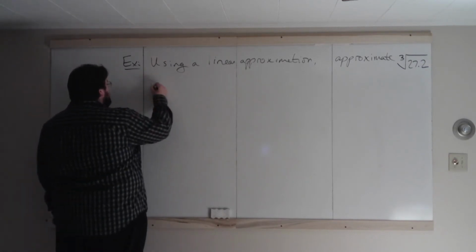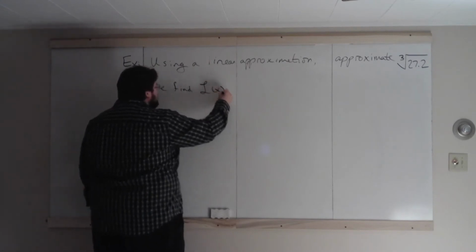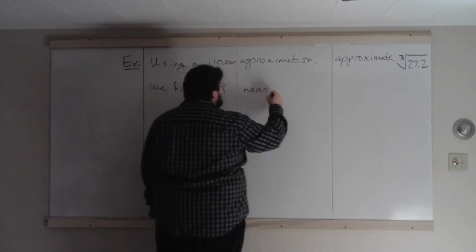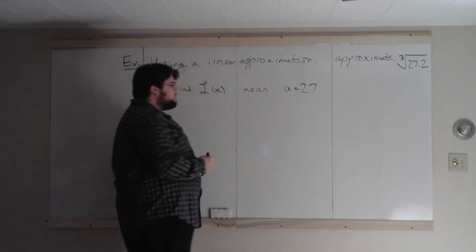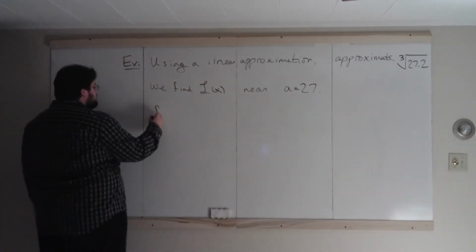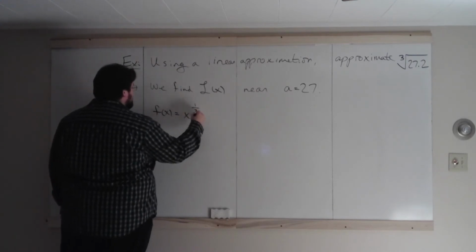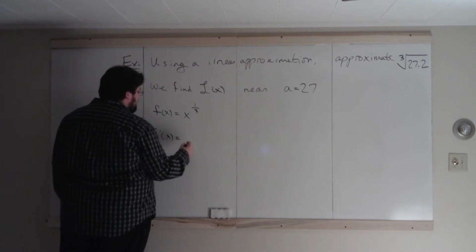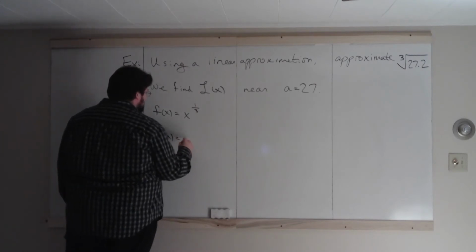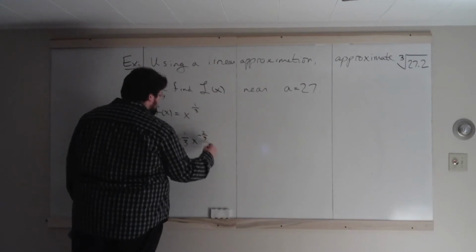Well, the cube root of 27.2 is close to the cube root of 27. So we will find the linear approximation near a equals 27. So let's do that. Our function, f of x, is the cube root of x, which is x to the 1/3. So f prime of x is 1/3 x to the negative 2/3. But I will simplify that.